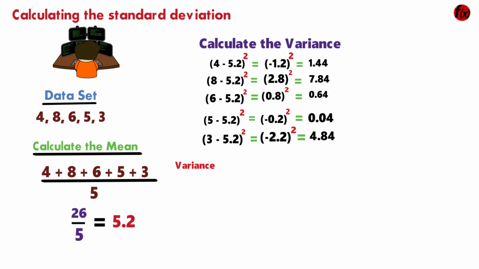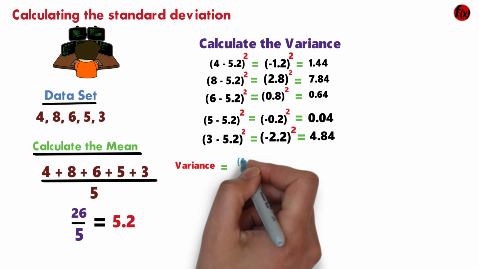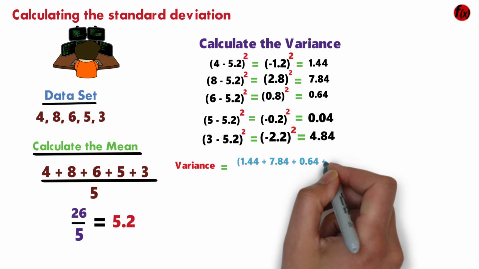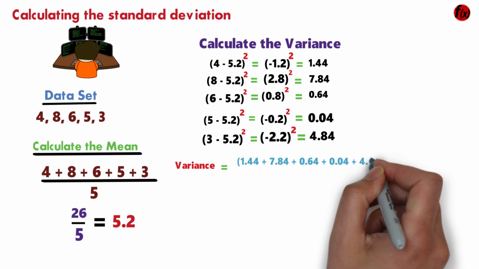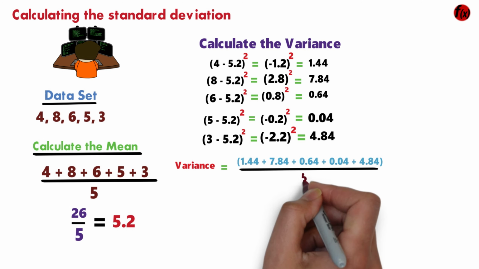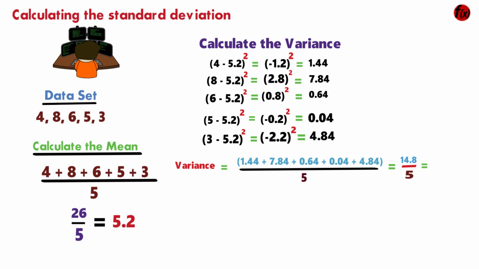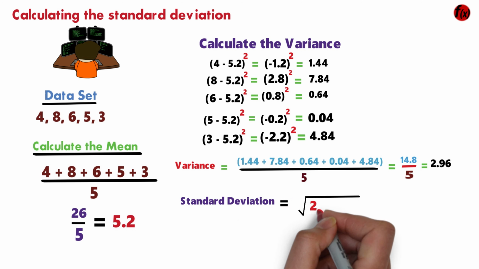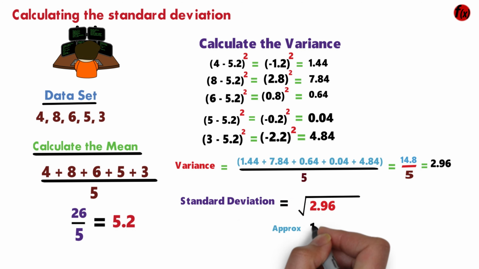Now, calculate the average of these squared differences. 1.44 plus 7.84 plus 0.64 plus 0.04 plus 4.84 divided by 5 equals 14.8 over 5 equals 2.96. Calculate the standard deviation. The standard deviation is the square root of the variance. Standard deviation equals the square root of 2.96, which is approximately equal to 1.72.